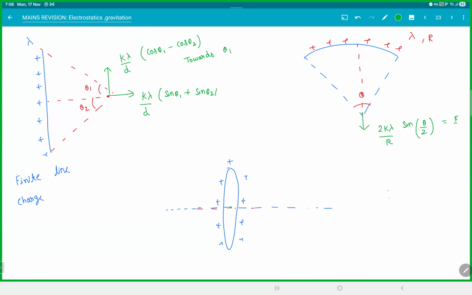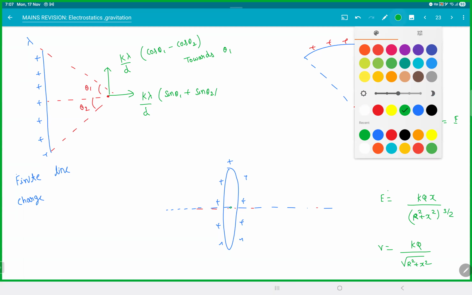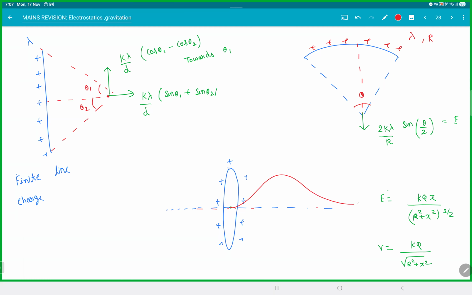What about the ring? The electric field will be kq x by (r square plus x square) whole power 3 by 2. What about the potential? kq by root over r square plus x square. How will the field graph look? It will increase and decrease. The maximum value will occur at r by root 2. Clear with the results?